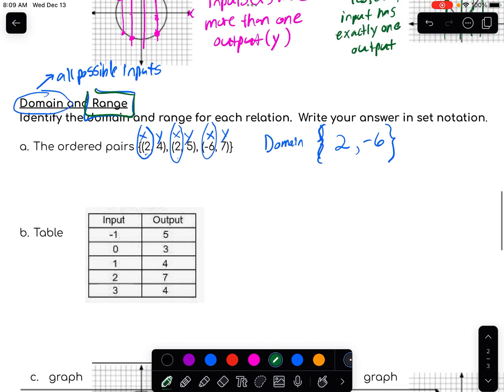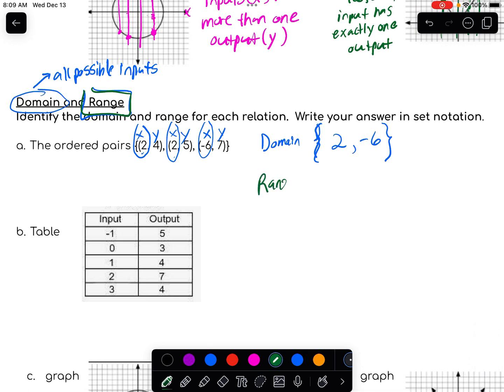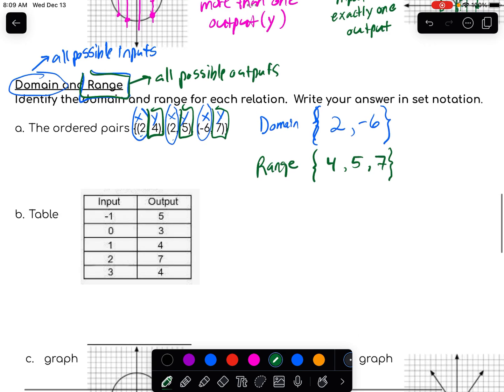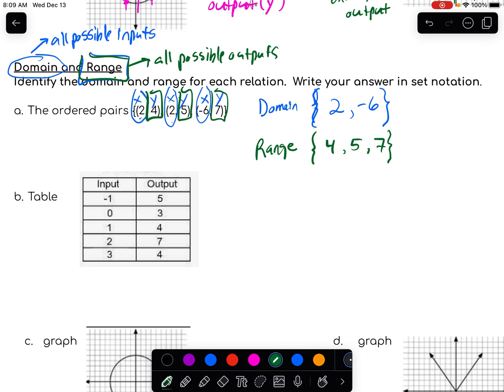All right, and so then the range is simply all the possible outputs. So all possible outputs. So the range, again, we'll use this little bracket. I'll use a different color, but we got 4 and we got 5 and we got 7. So 4 is a possible output, 5 is a possible output, 7 is a possible output. So that would be the range of this function, or the range of these ordered pairs.